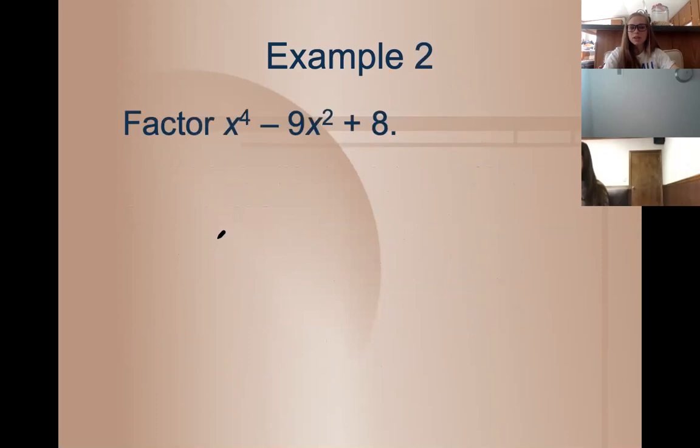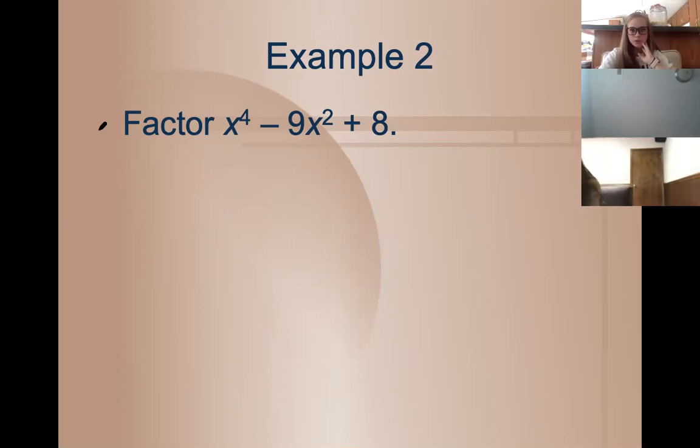Let's do another one. X to the 4th minus 9x squared plus 8. First thing you ask yourself is, can I factor anything out of all 3 terms? Harley, is there anything I can factor out? Do what? No. No, there's no common terms. There's no common variables. So here we go.